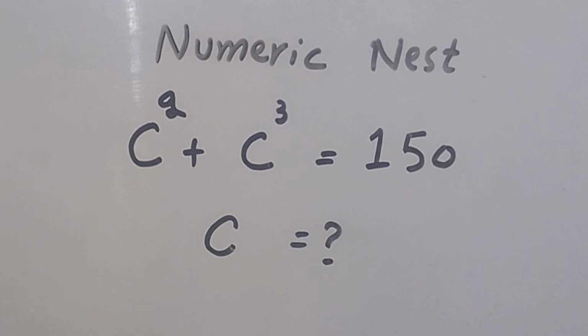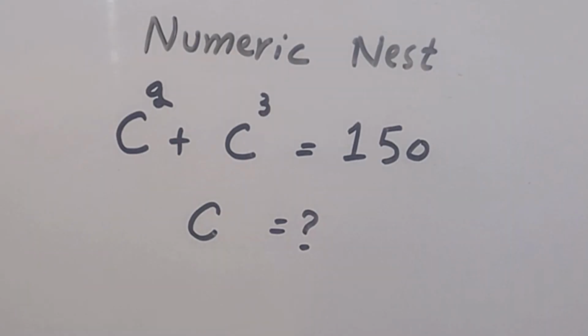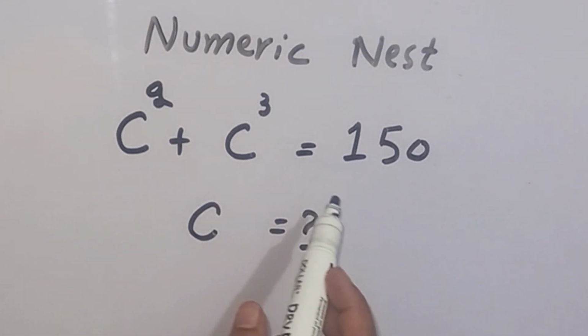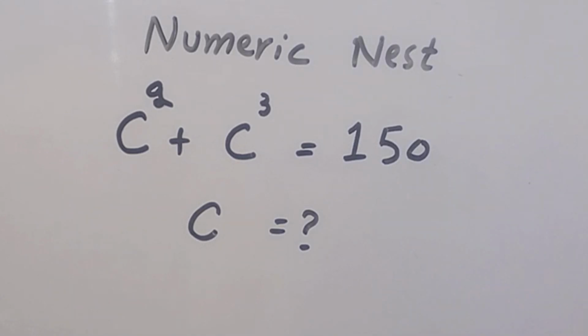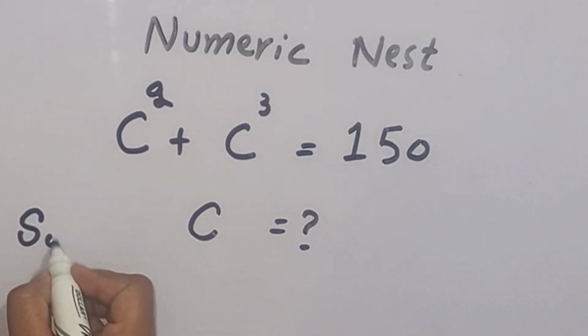We are going to solve this question for c: a c square plus c cube is equal to 150, and we find the value of c. So let's start.